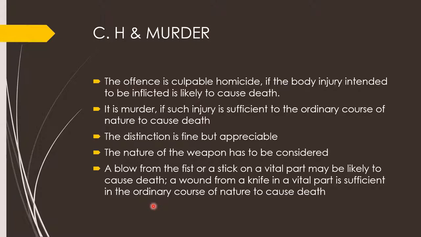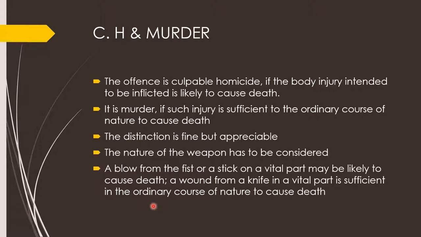And the difference between culpable homicide and murder. The offense of culpable homicide is if the bodily injury intended to be inflicted is likely to cause death. It is not sure, but the bodily injury inflicted can be likely to cause death. If it is murder, the bodily injury is sufficient in the ordinary course of nature to cause death. So it will be a sure case of death, and the type of injury inflicted on the victim will be sufficient in the ordinary course of nature to cause death.